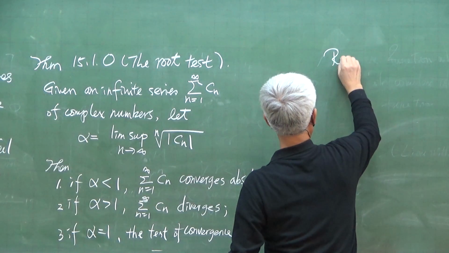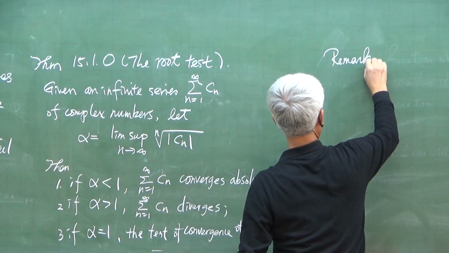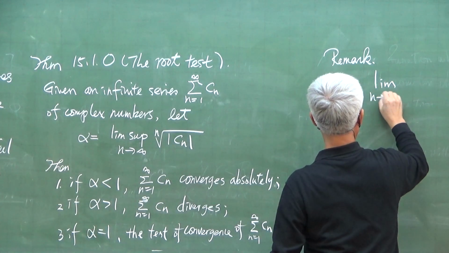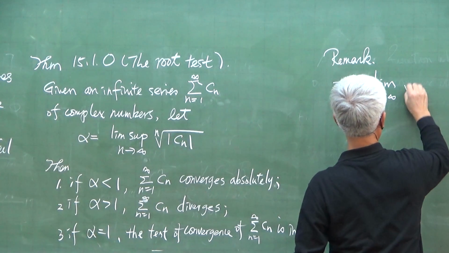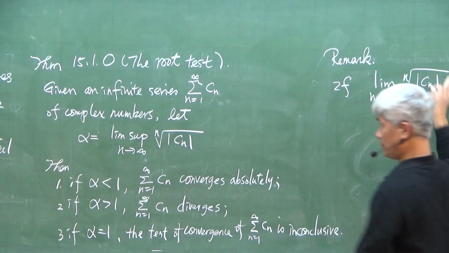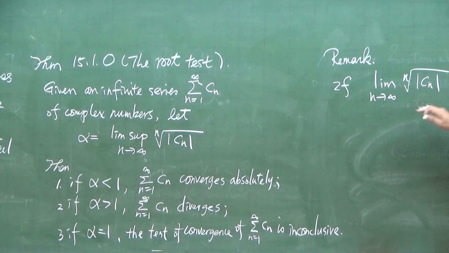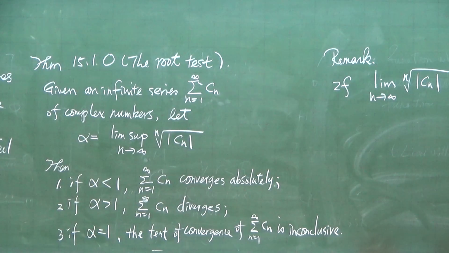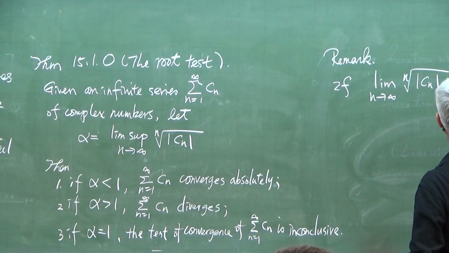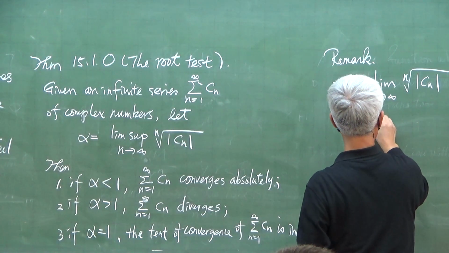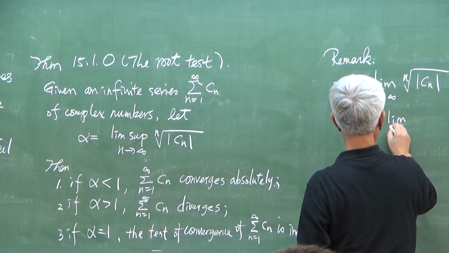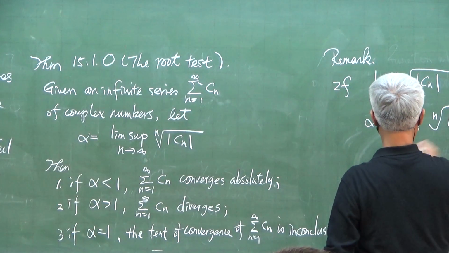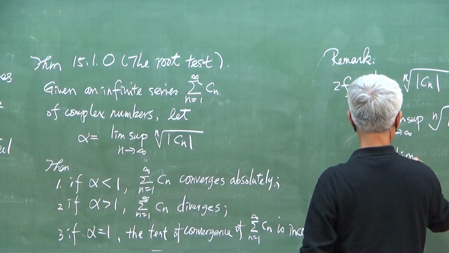And so, remark: we know that if this is a sequence, and the sequence has a limit, here I use limit. So if the limit exists, then we know that alpha, the lim sup, is equal to the limit, of course.